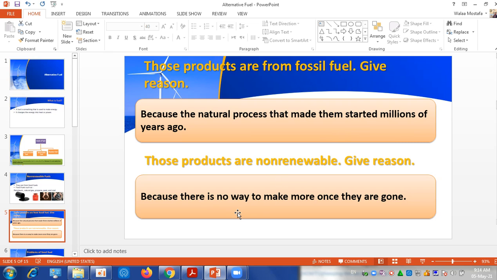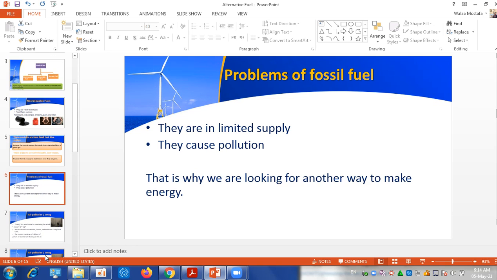Why are they non-renewable? Because for those elements, there is no way to make more of them once again, because as I told you, they take millions of years, so it's not easy to form them quickly. What are the problems of the fossil fuels? They are a limited supply because it is not easy to get the components. Number two, they cause pollution due to the burning.